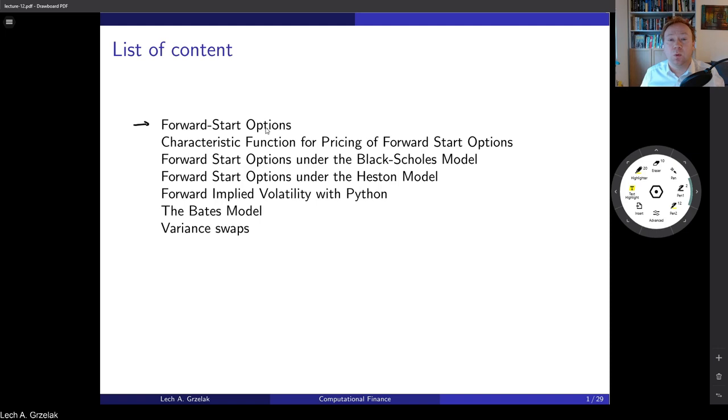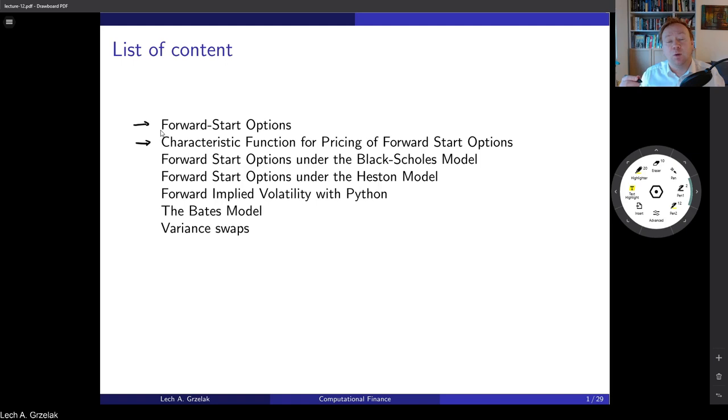Here, to solve the prices, except maybe for the simplest models like Black-Scholes, you need a little bit more involved pricing technique. For that reason, we will concentrate again on characteristic functions. However, we cannot just apply characteristic functions as we have seen in the previous lectures. We also need to look at the extension. We need to look at the forward start characteristic function.